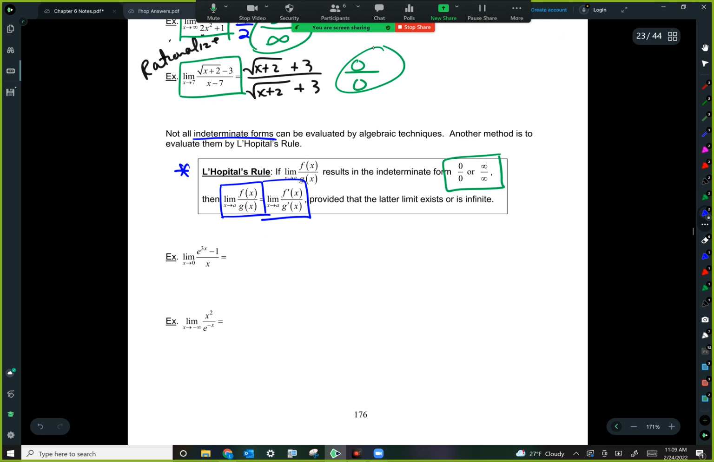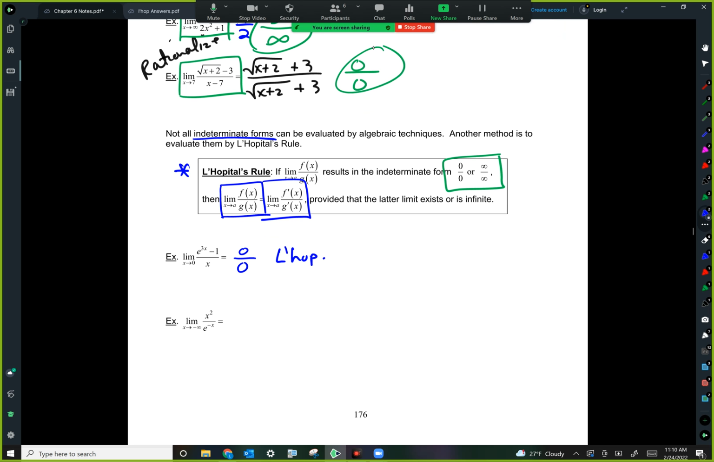Look at my example. If I were to substitute, put a 0 in for x, on the top I would have e to the 0 is 1. 1 minus 1 is 0. And if I were to substitute into the bottom, I would get 0 over 0. Okay, check. It's indeterminate form. So that means I can use L'Hospital's Rule.